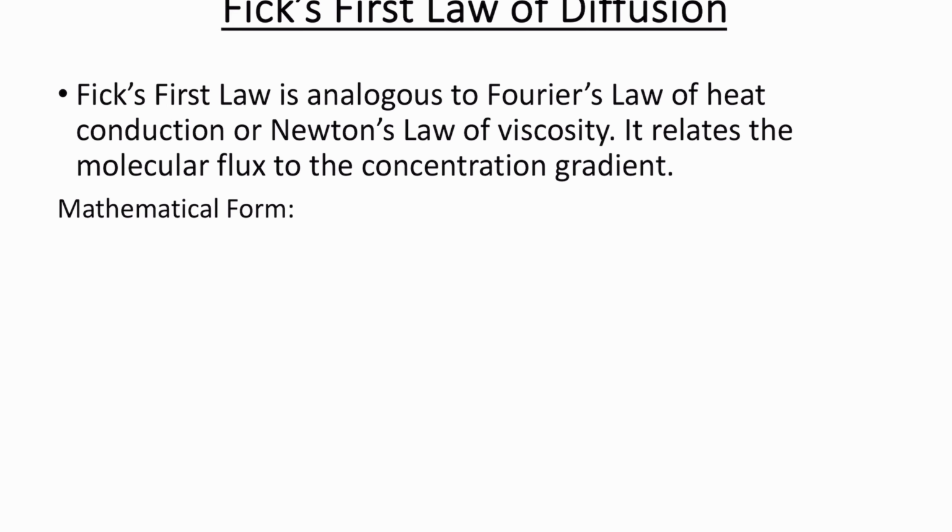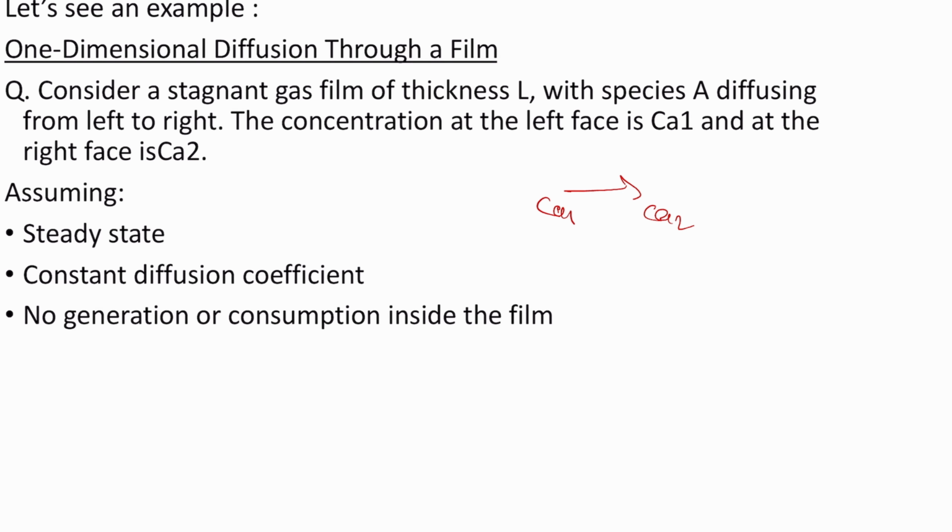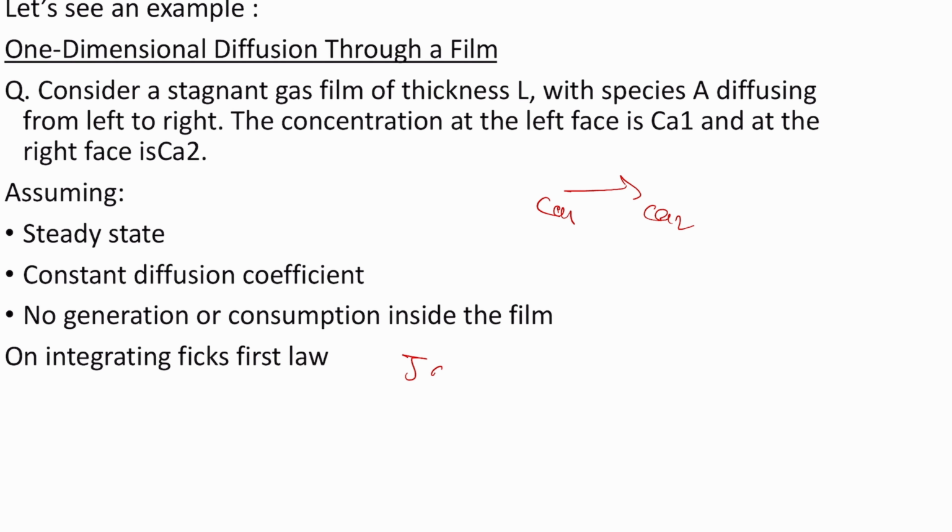Now we will see an example of one-dimensional diffusion through a film. Consider a stagnant gas film of thickness L with species A diffusing from left to right. The concentration at the left face is C_A1 and at the right face is C_A2. Now assuming steady state, that is Fick's first law, constant diffusion coefficient, and no generation or consumption inside the film. On integrating we get J_A equals minus D_AB times (C_A2 minus C_A1) upon L, which is the length.